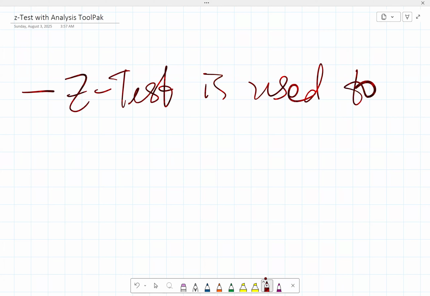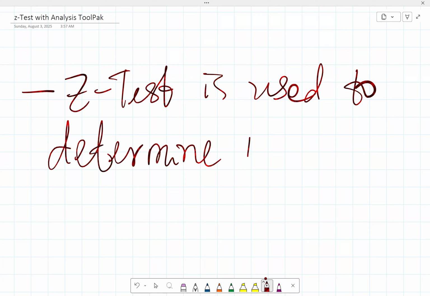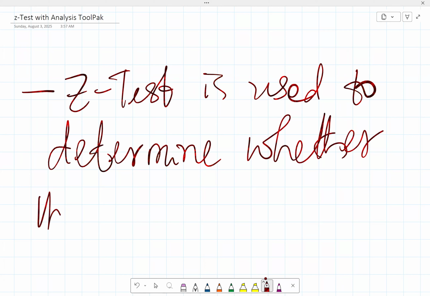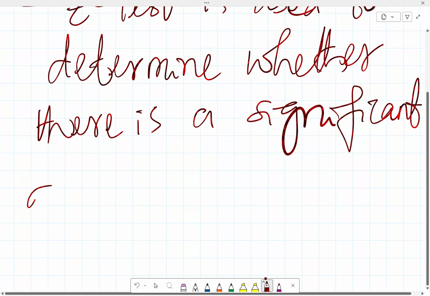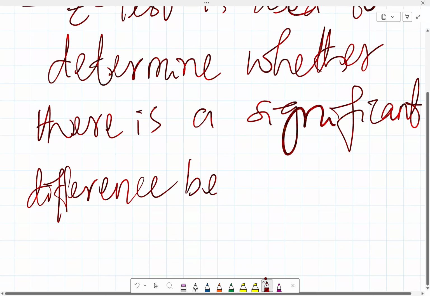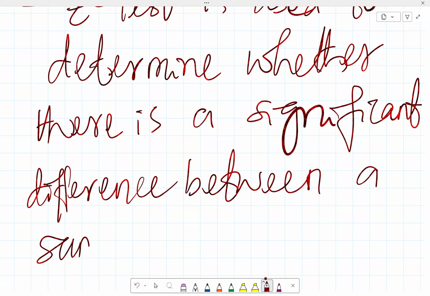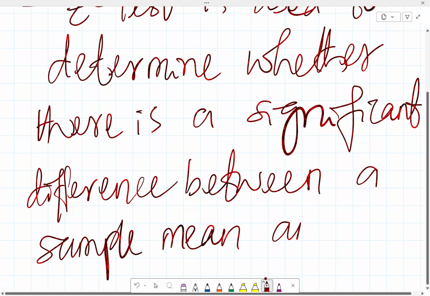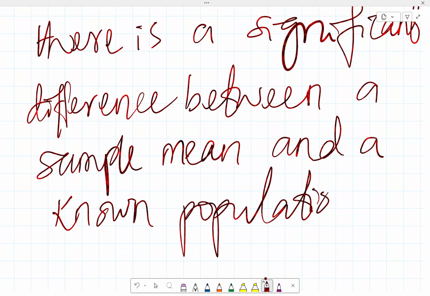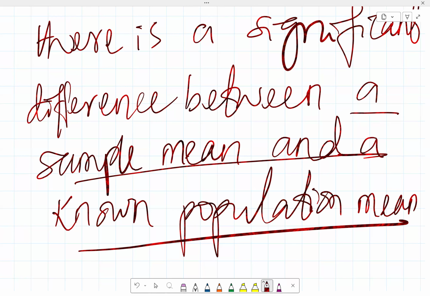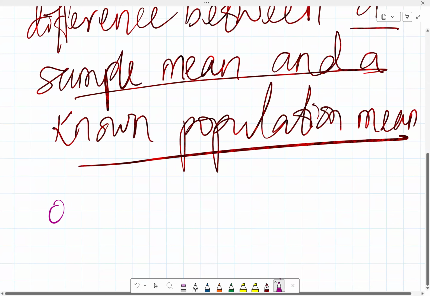Of course, the Z-test is a fundamental statistical test. The Z-test is used to determine whether there is a significant difference between a sample mean and a known population mean. That's one way.